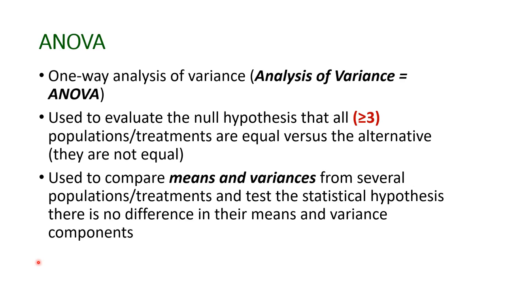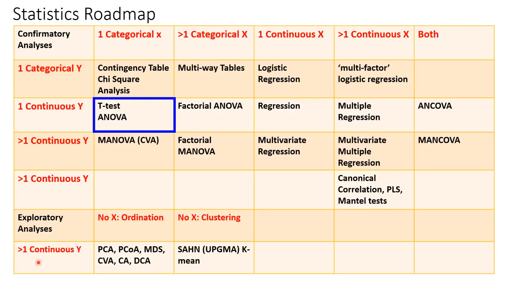This is used to compare means and variances from several groups, populations, or treatments and test the statistical hypothesis that there's no difference in their means and variance components. Okay? So again, if we go back to our roadmap, we have one grouping variable, which is our independent variable. This could be populations, this could be treatment, this could be species, this could be some other group, right? But it's categorical. It's nominal data against a dependent that is continuous, right?